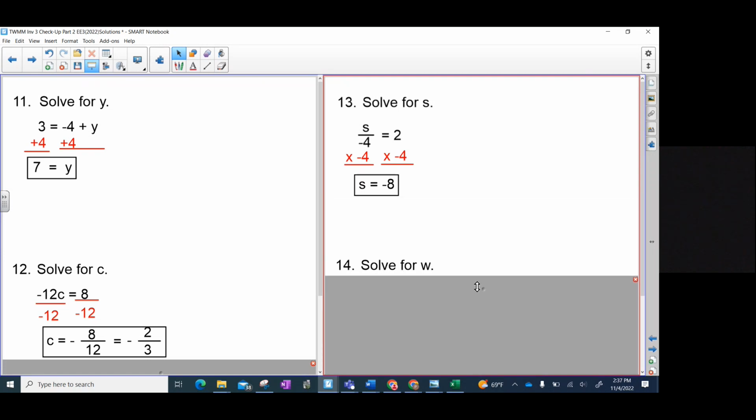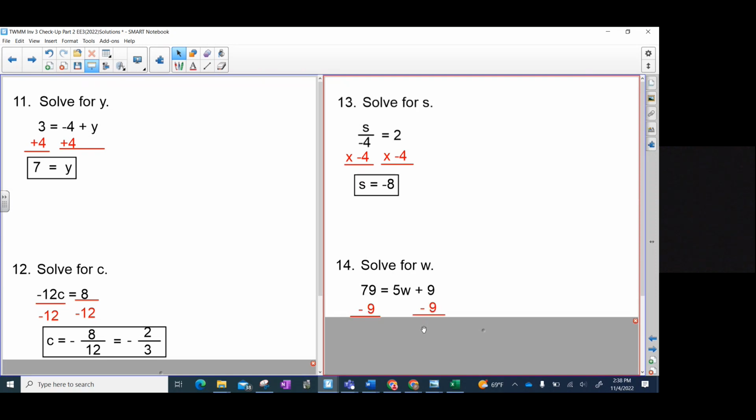Number 14, we're solving for w. We have 79 is equal to 5w plus 9. This time our w has two things that are happening to it. It's being multiplied by 5 and 9 is being added to it. So we're going to undo the plus 9 first by subtracting 9. Do it on the right side of the equal sign. We do it on the left side of the equal sign.